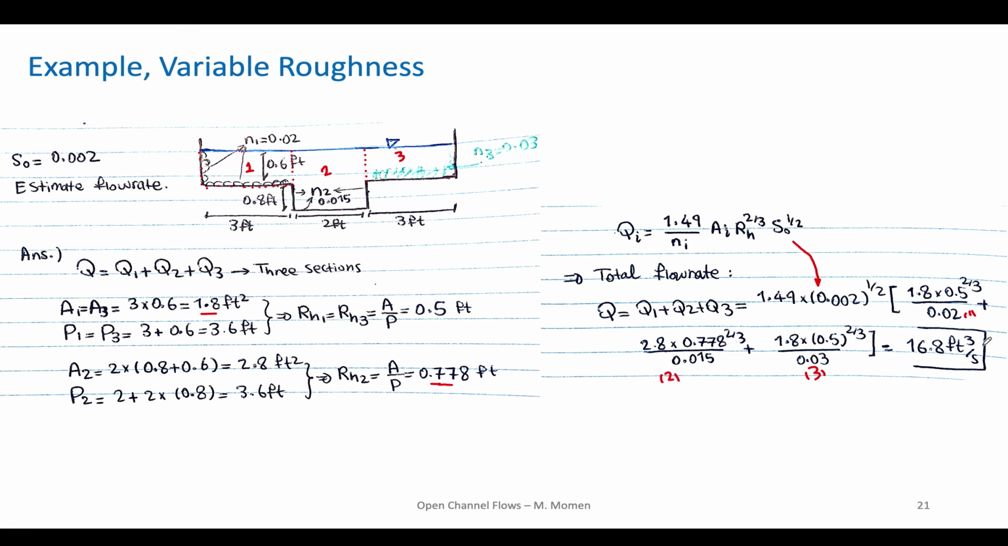And if you calculate all these, this is what you are going to get. So this will be our final answer for this question. 16.8 foot cubed per second will be the flow rate in this channel with this given information. So now you have learned how to calculate the flow rate in an open channel flow with variable roughness, right? So if you have variable roughness, this is the way you can calculate and estimate the flow rate in this channel.